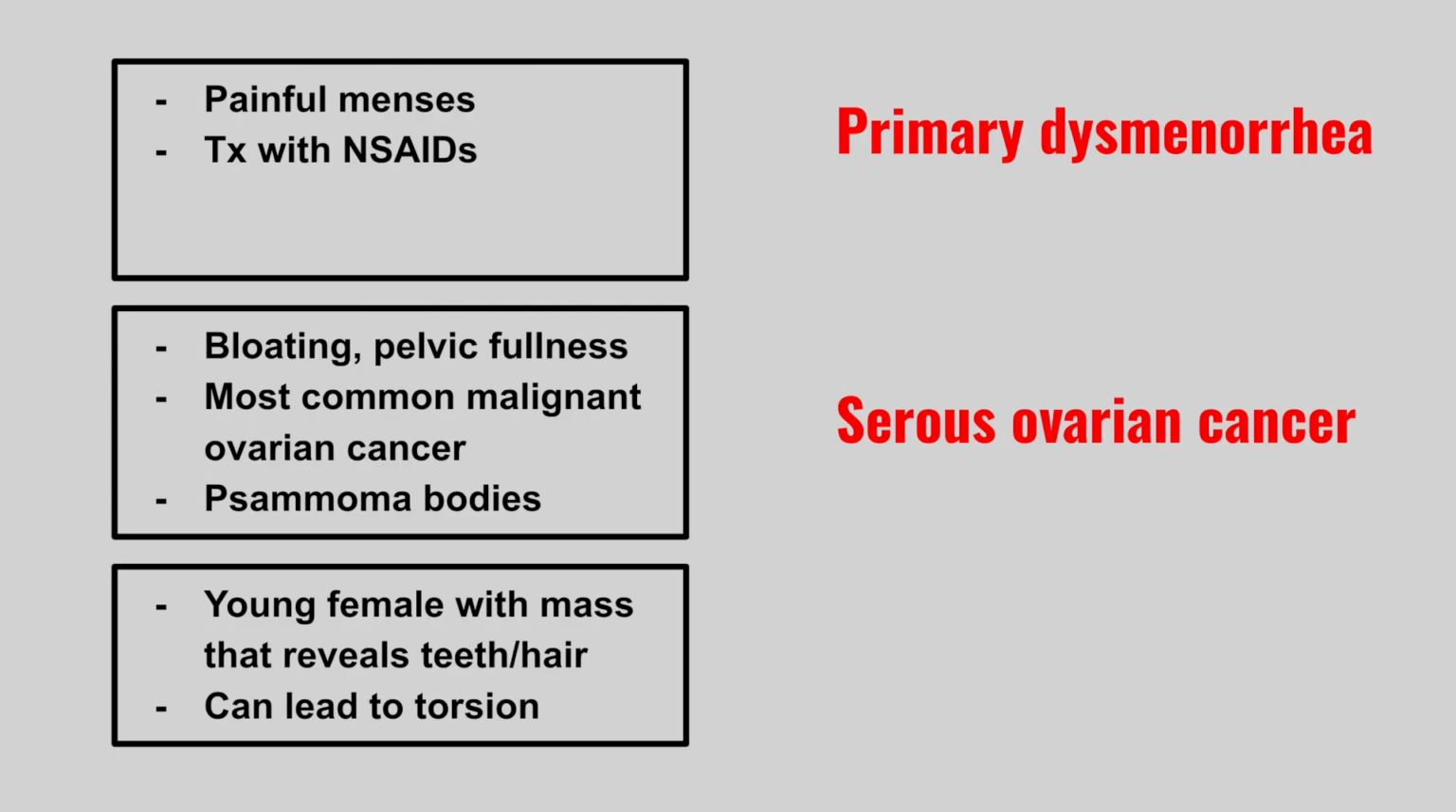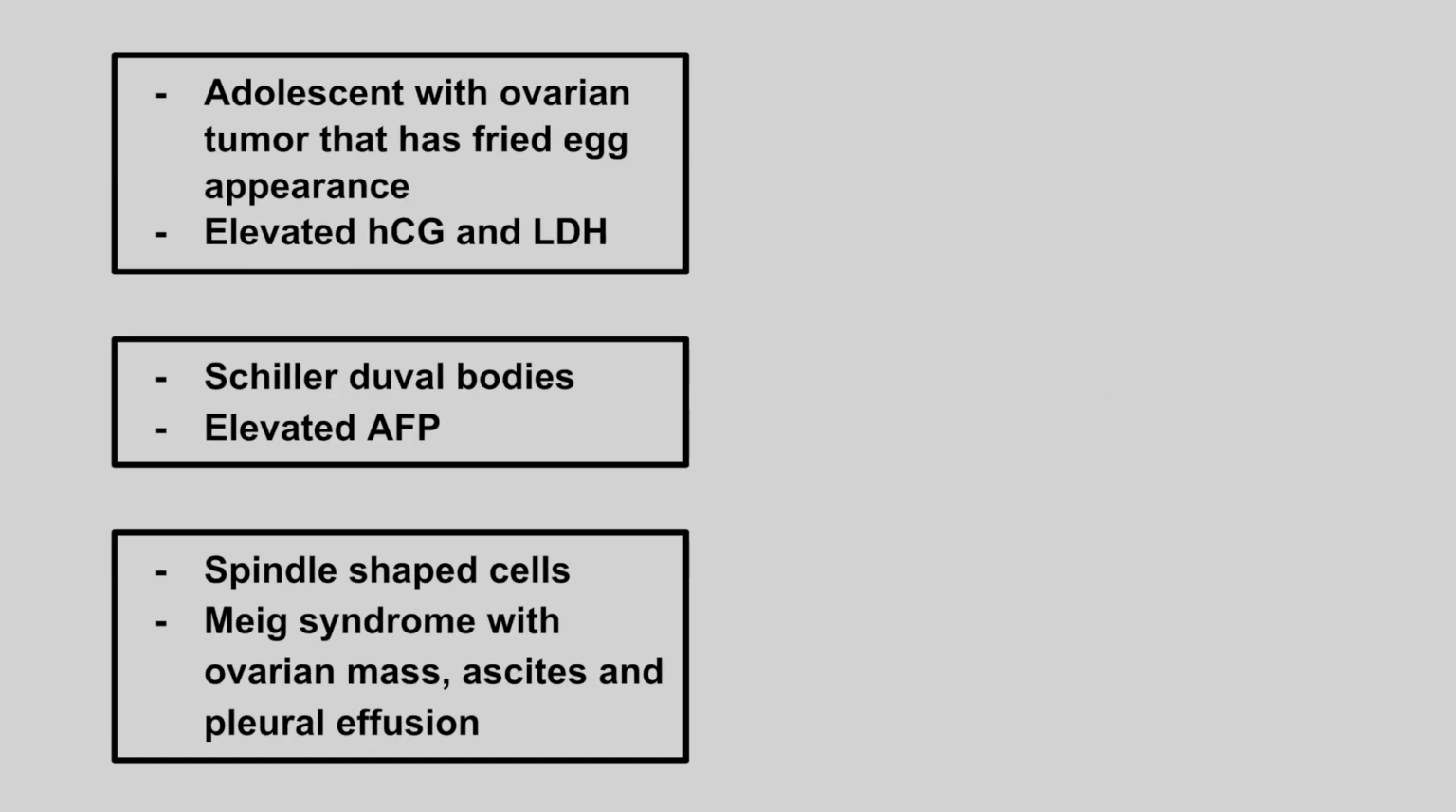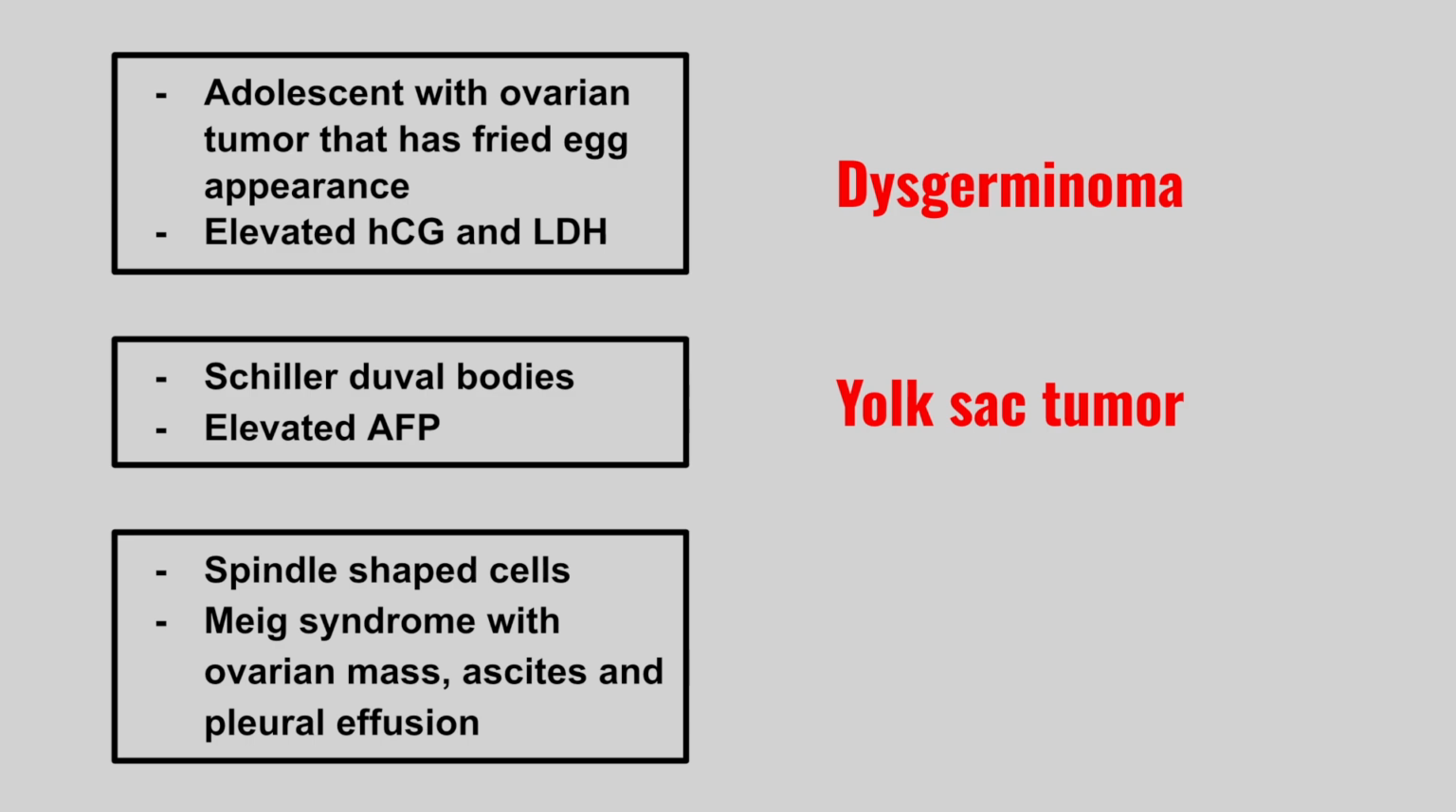Next, we have a young female with a mass that reveals teeth and hair, and this mass can lead to torsion. So this is a teratoma. Next, we have an adolescent with an ovarian tumor that has a fried egg appearance, and we see elevated HCG and LDH. This is a dysgerminoma. Next, we have a tumor that has Schiller-Duval bodies and an elevated AFP. This is a yolk sac tumor.